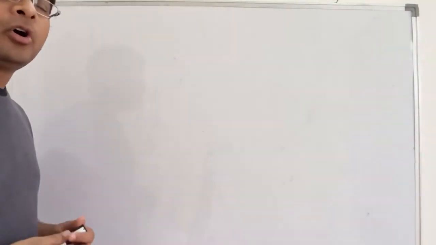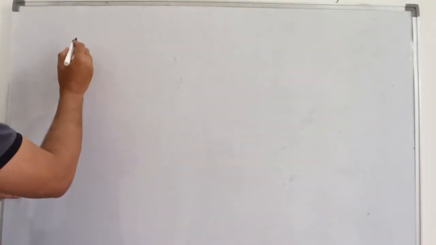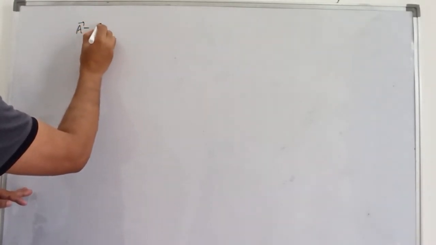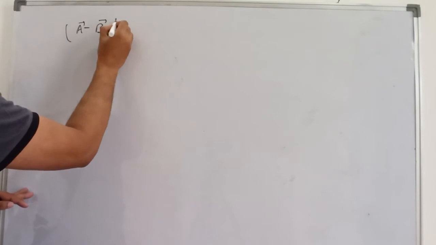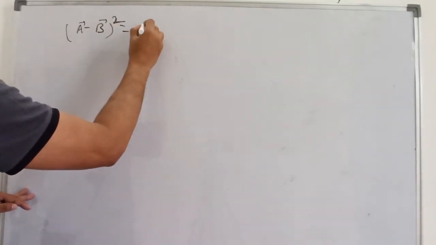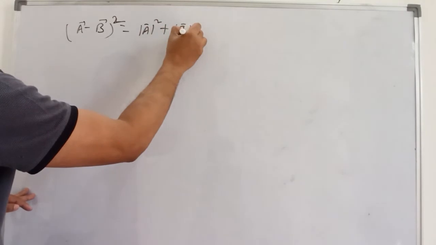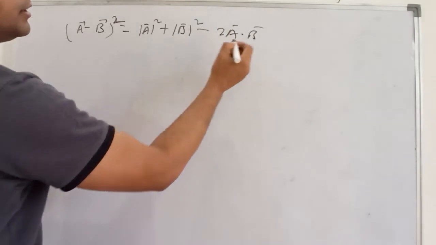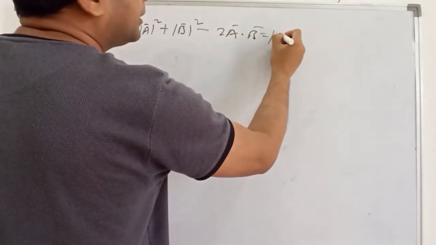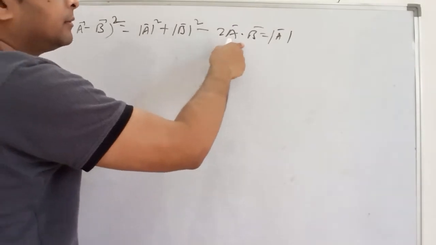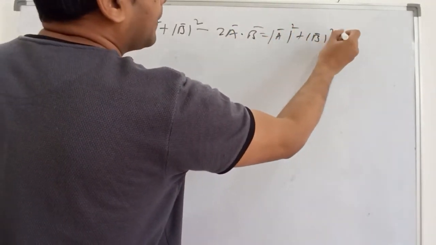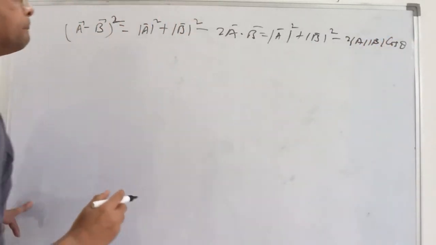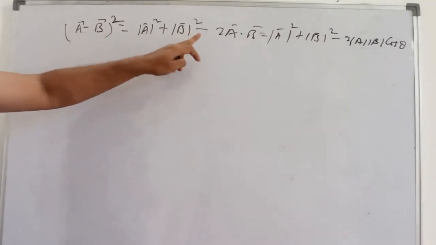We must know how to operate with vectors. First of all, we must know how to square a vector. Suppose I have A vector minus B vector and I am going to square it. Then I will get mod of A vector square plus mod of B vector square minus 2 A vector dot B vector. Now further, I can expand this. So this will remain same, minus 2 mod A mod B into cos theta. If plus is here, then obviously it will be plus here.